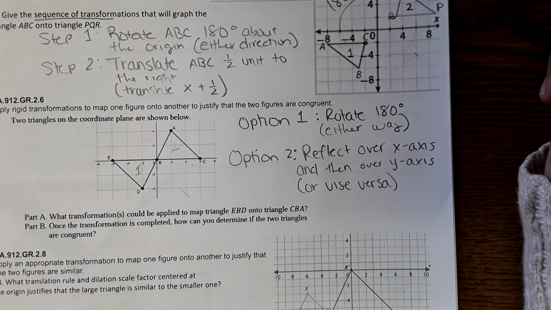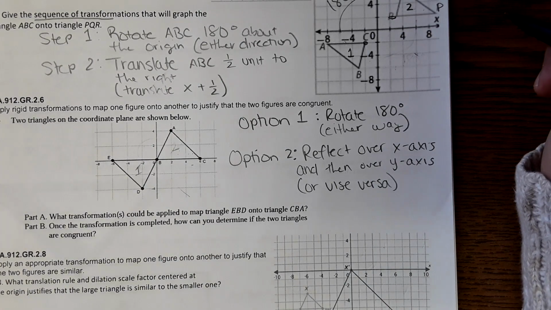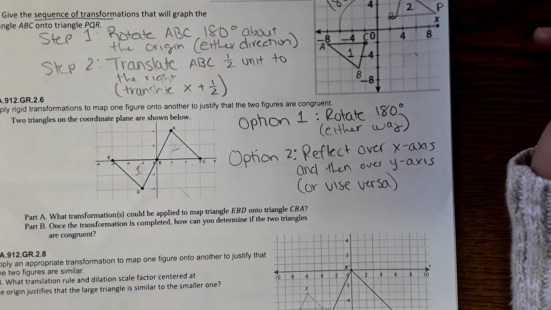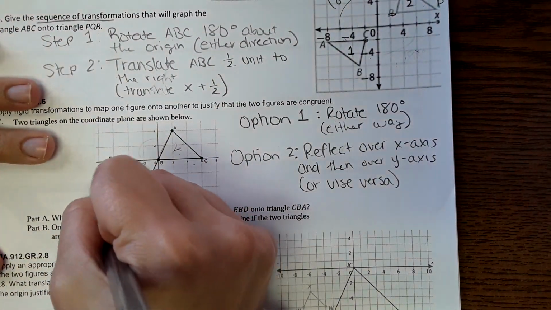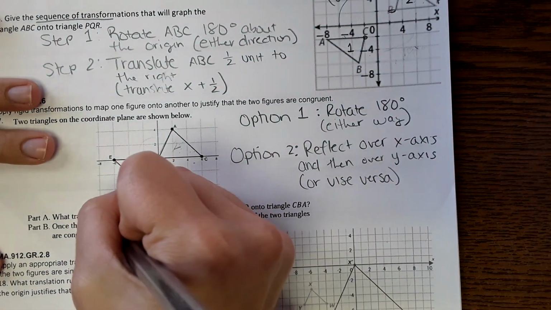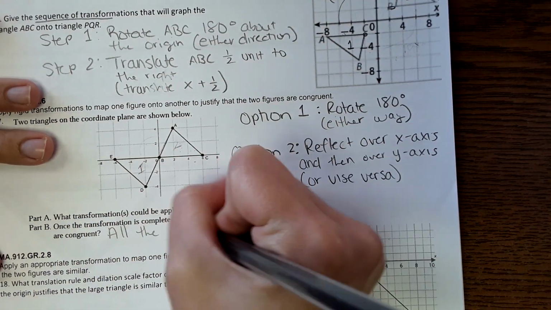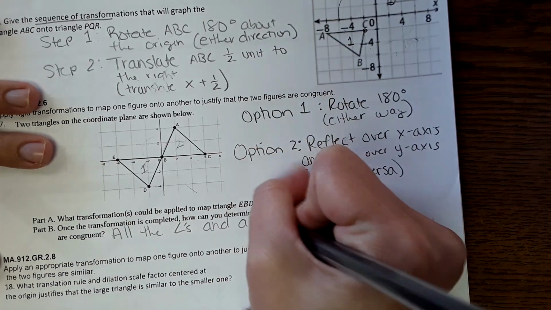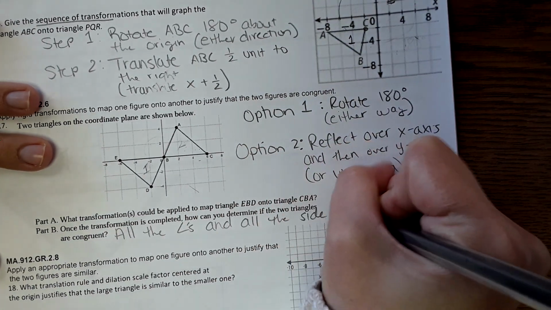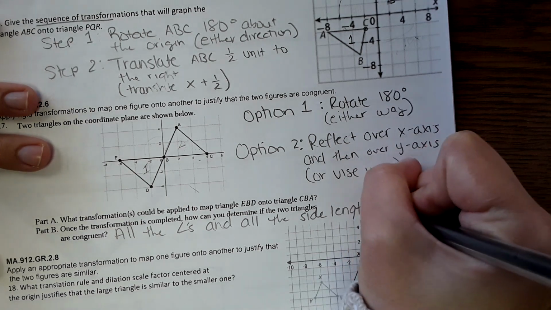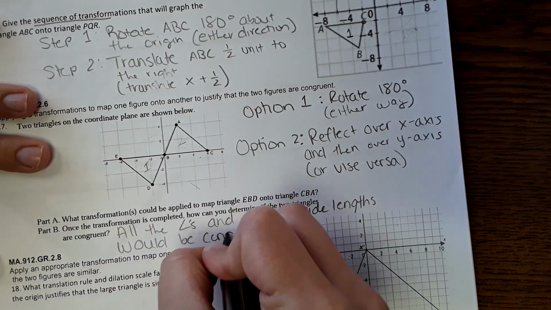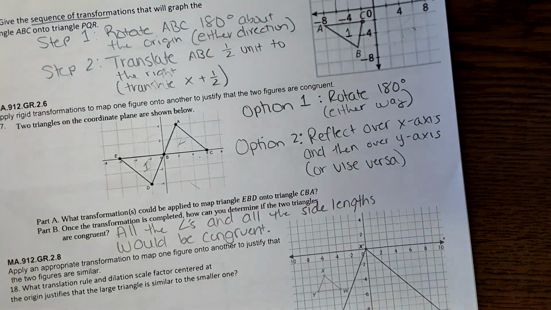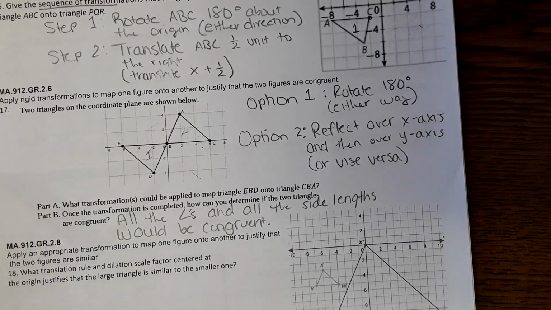Part B, it says, once the transformation is completed, how can you determine if two triangles are congruent? It would, like, land on itself. That would be one way. The answer key said you can determine if two triangles are congruent because all the angles and all the side lengths would be congruent. You could also say, like, it'll all line up. It'll land on top of the other one.